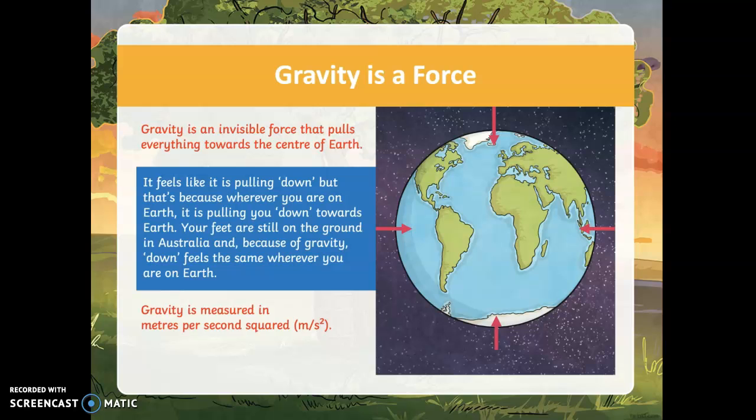Your feet are still on the ground in Australia, and because of gravity, down feels the same wherever you are on Earth. Now, gravity is measured in meters per second squared, or as you can see in brackets, m/s². Now, those words that are written in red, I would like you to write down as notes on that piece of paper that I asked you to get at the beginning of the lesson. So underneath where you've written the title and the date, I would like you to write down the 2 sentences that you see in red.